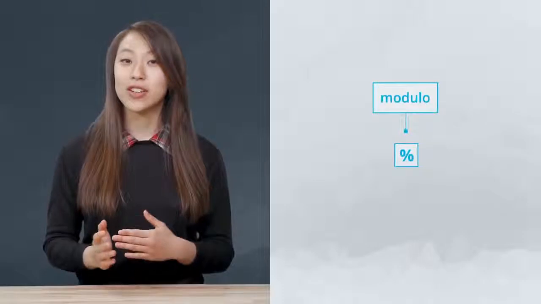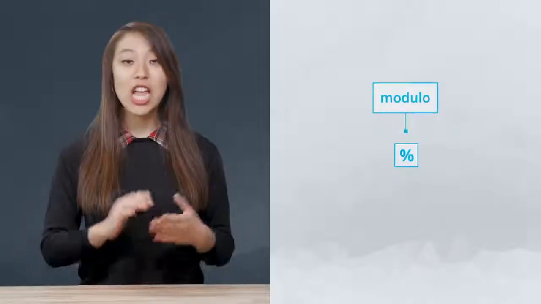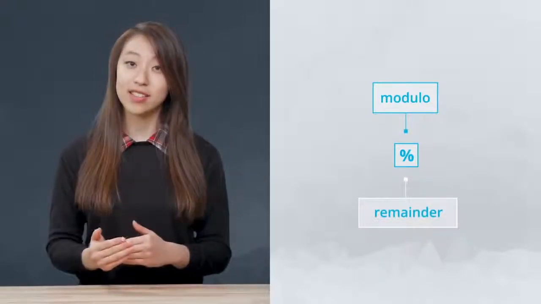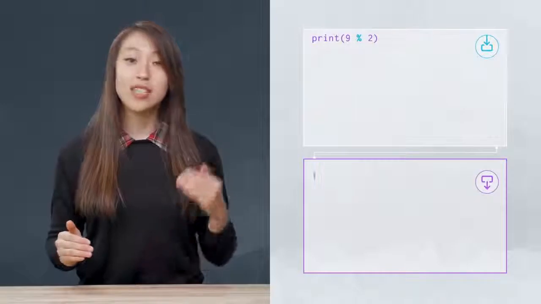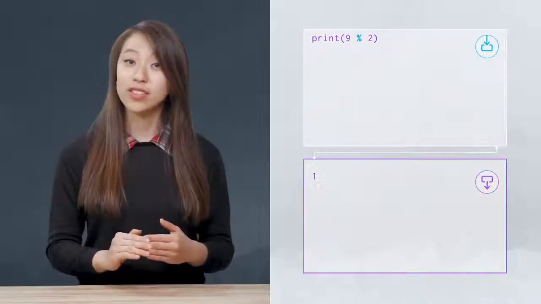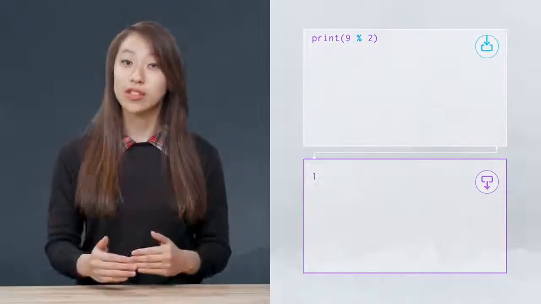Another useful operator is this percent sign, which performs the modulo operation. It returns the remainder after you've divided the first number by the second. In this example, 9 divided by 2 is 4 with a remainder of 1. So this line would print 1, since modulo gives us the remainder.